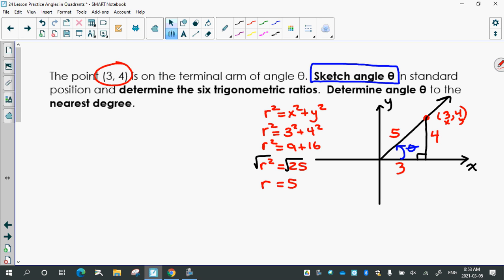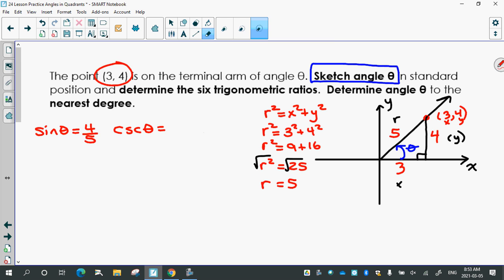Okay, determine the 6 trig ratios. So now we just have to know them. So the first one is sine theta is y over r. So if we're looking at our picture here, you might want to do this for help for now. This is the y value, this is the r value, this is the x value. Sine is always going to be the y value over the r value, so 4 over 5. And it's paired with cosecant, CSC, cosecant of theta is r over y, or whatever sine is flipped upside down, sorry. 5 over 4.